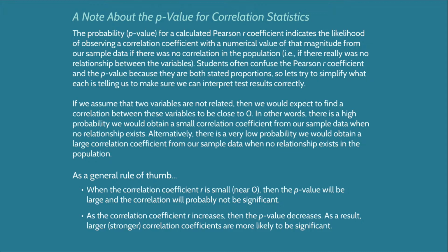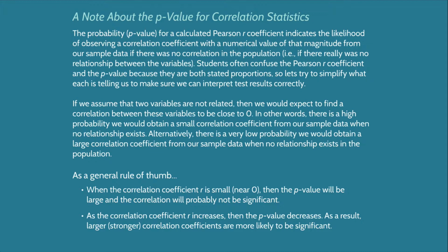In other words, there is a high probability we would obtain a small correlation coefficient from our sample data when no relationship exists. Alternatively, there is a very low probability we would obtain a large correlation coefficient from our sample if no relationship actually exists in the population.